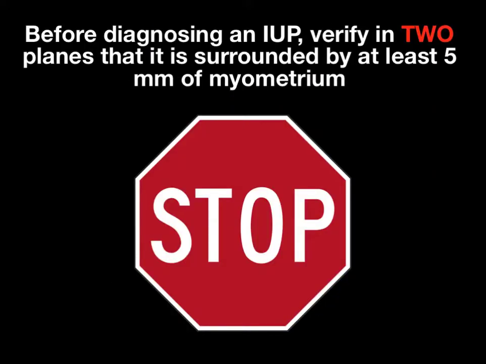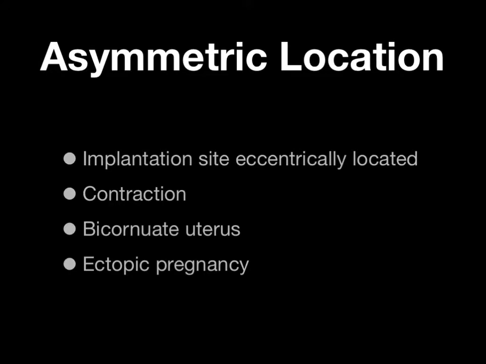So when you're attempting to diagnose an IUP, you've got to make sure that there's at least 5 millimeters of myometrium surrounding the pregnancy. There are a lot of things that can cause an asymmetric location. You could have an implantation site that's eccentrically located. You could have a contraction causing that appearance. You could have a bicornuate uterus, or you could have an interstitial ectopic pregnancy.